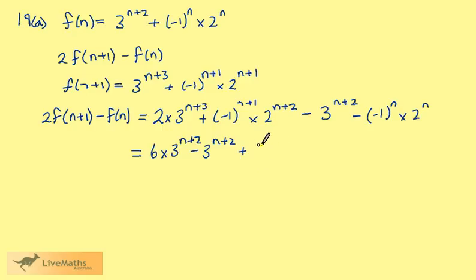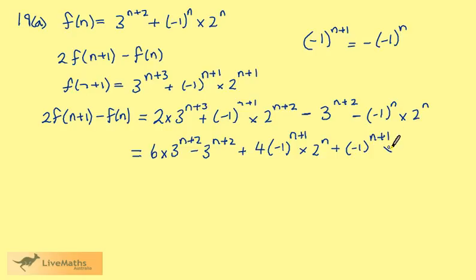Then we have 2 to the n plus 2 is 4 times 2 to the n. So that's 4 lots of negative 1 to the n plus 1 times 2 to the n. We know that negative 1 to the n will alternate in sign. So if we have negative 1 to the n plus 1, that's going to be minus negative 1 to the n. So this can become plus negative 1 to the n plus 1 times 2 to the n.